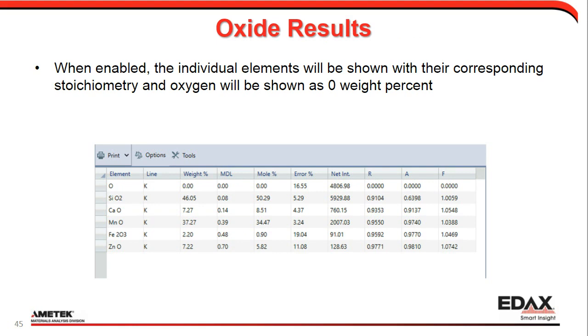The Oxide Results option is added to Apex 2.0. With this option, you can easily switch between element results and oxide results. When it is enabled, the individual elements will be shown with their corresponding stoichiometry, and oxygen will be shown as 0 weight percent.